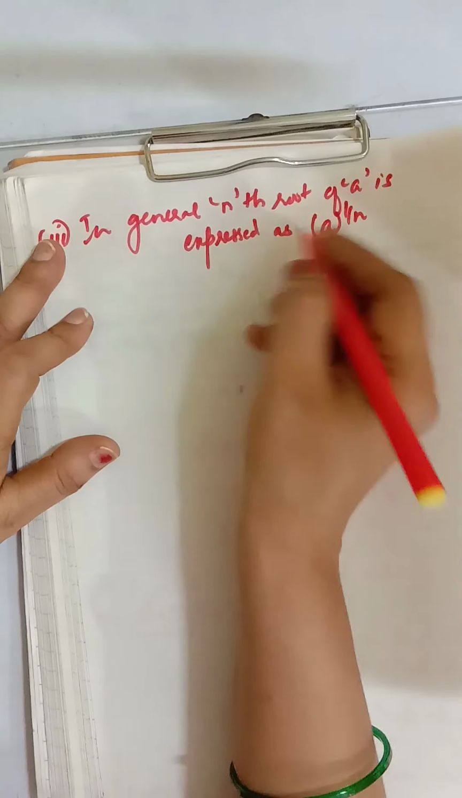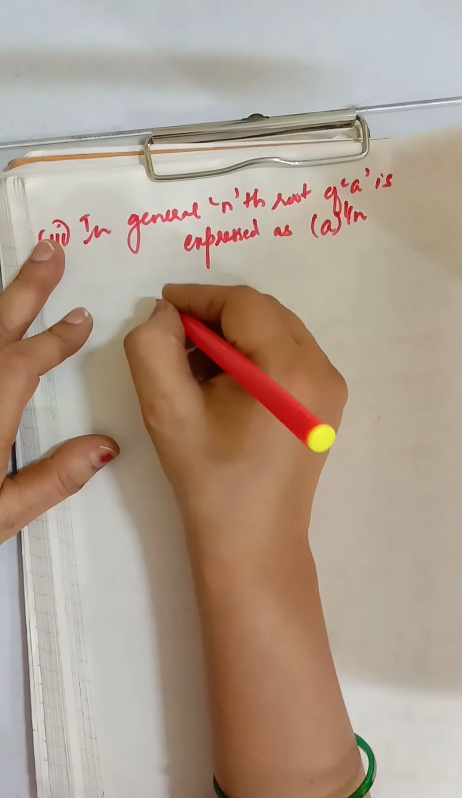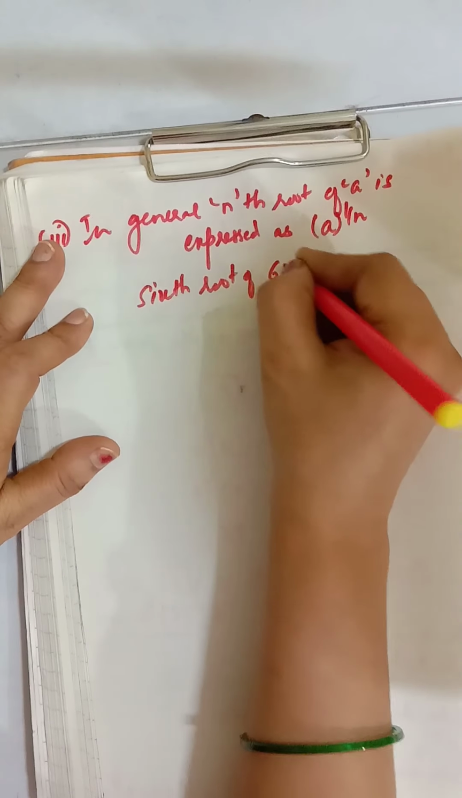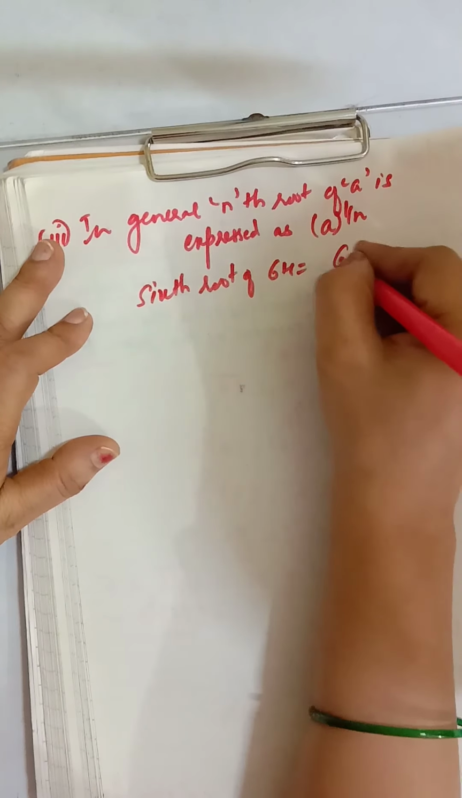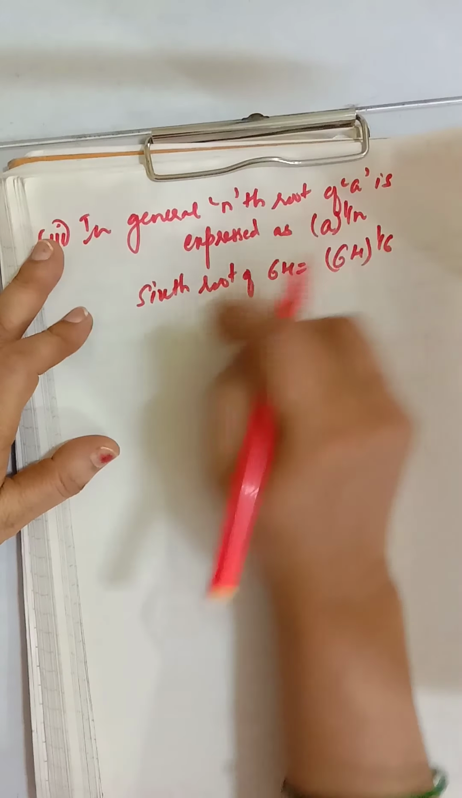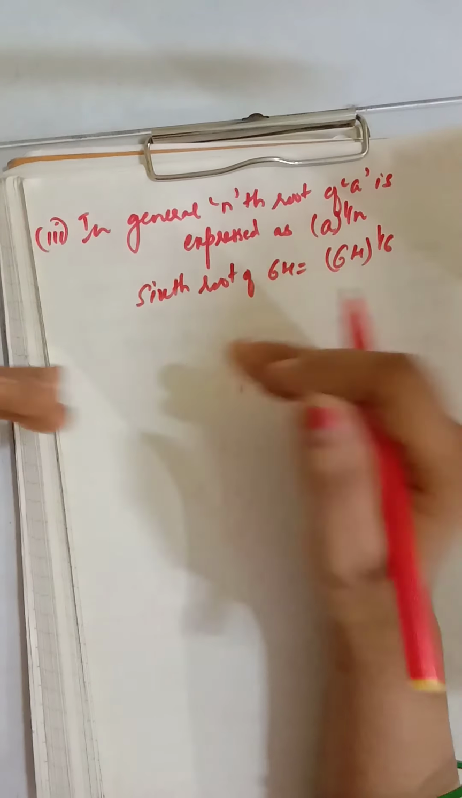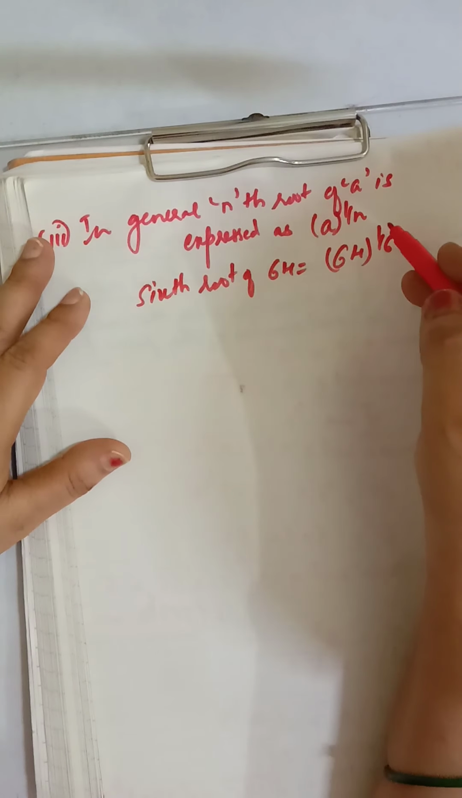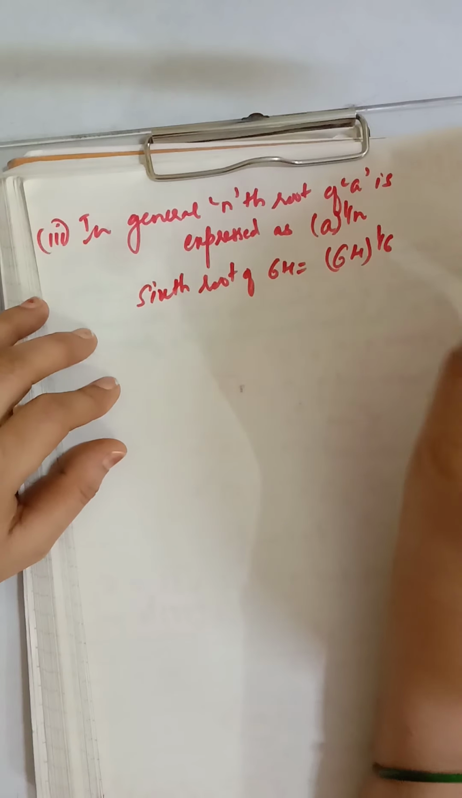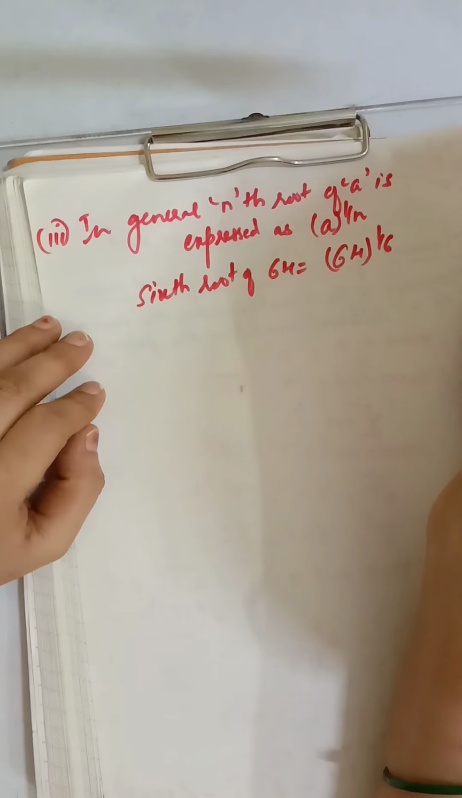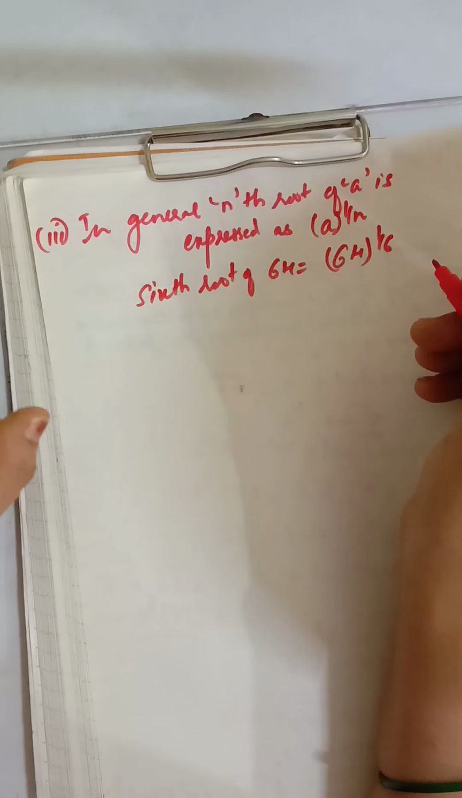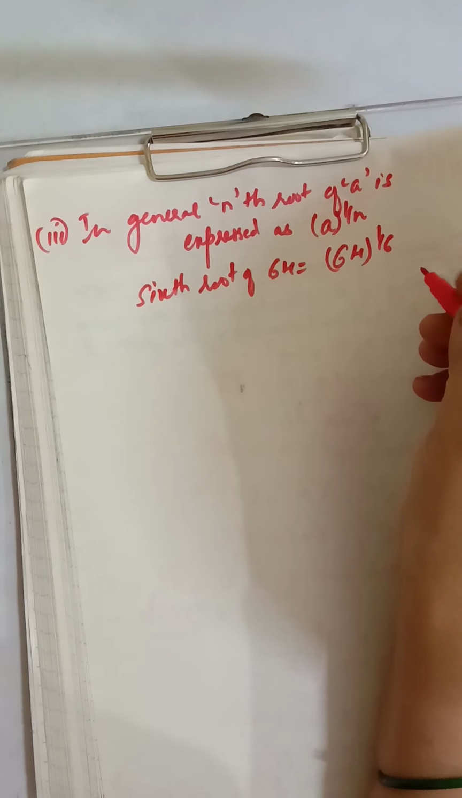Suppose it is the 6th root of any number, the 6th root of 64. How are we going to denote it? 64 raised to 1 upon 6. 7th root of any number, 1 upon 7. 8th root of any number, 1 upon 8. This way you can show the root by using the index 1 upon n. So this way you can express any number with rational indices in the form of a fraction.